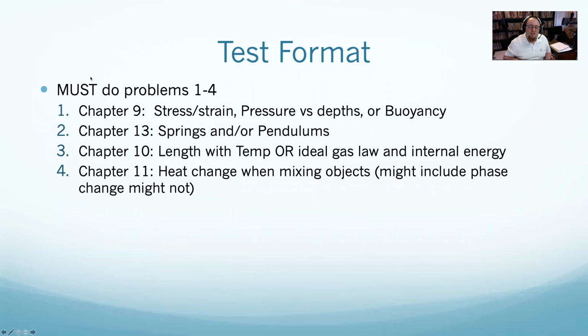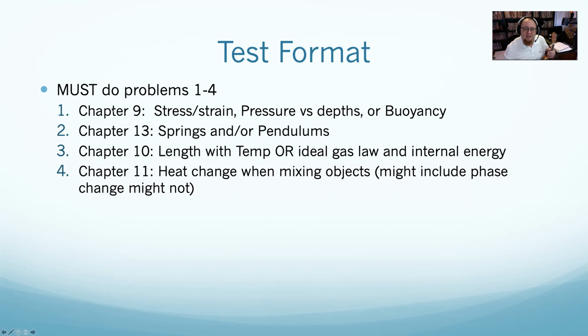The first 4 questions will be new stuff. The first one will be from chapter 9. The second one will be from chapter 13. The one after will be from chapter 10. And the one after will be from chapter 11. As we go through chapters 10 and 11, I'll give more details, but for 9, it could be any of stress or strain, pressure versus depth, or buoyancy. And for chapter 13, could be springs, could be pendulums, could be both. I normally don't do waves, just because I normally don't.